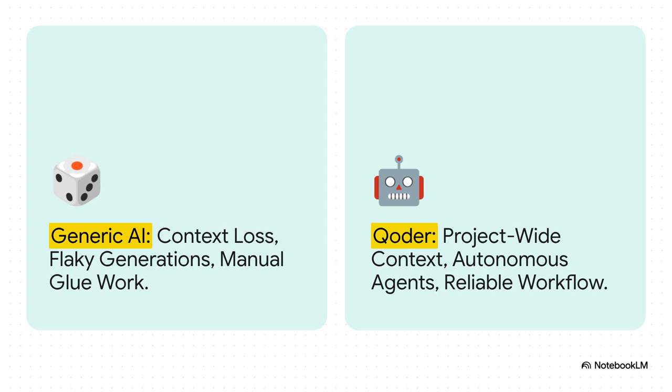So, why is it such a gamble? Well, if you look at most generic AI assistants, they're constantly losing context. That leads to flaky, unreliable code. And who has to clean up that mess? You do. All that manual glue work. Qoder is designed to flip that script entirely. Instead of context loss, you get project-wide context. Instead of flaky generations, you get autonomous agents. And instead of manual work, you get a reliable workflow.